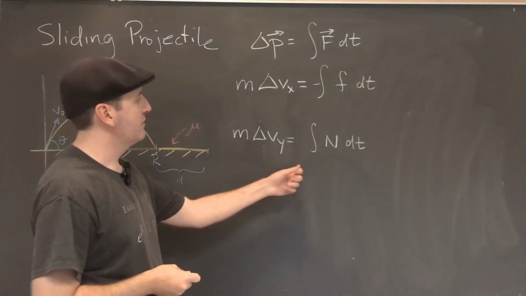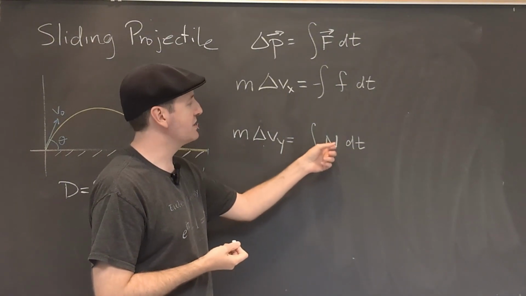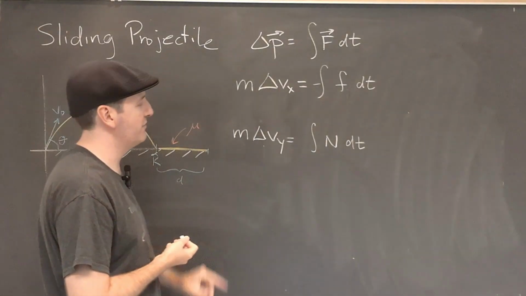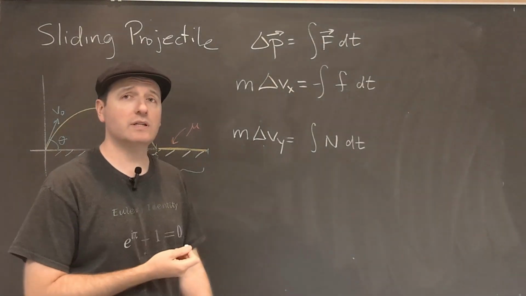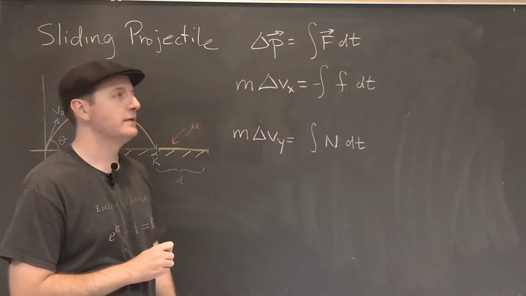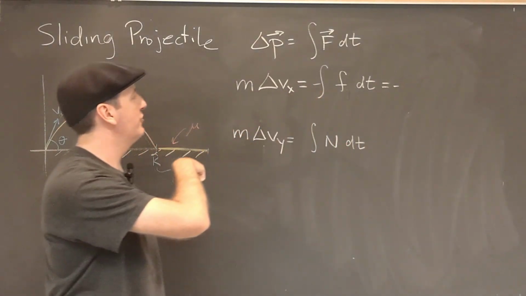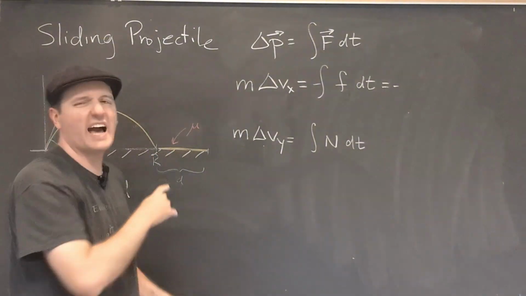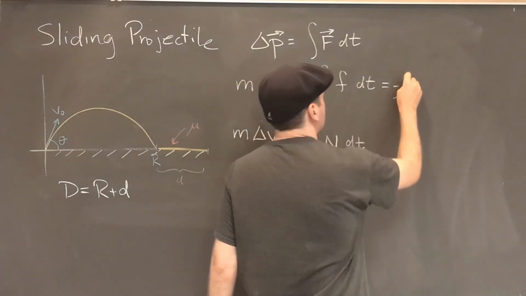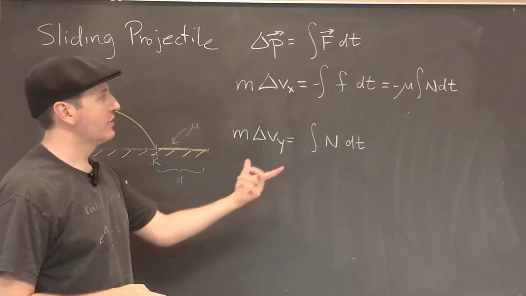And in the vertical direction, it's the normal force that'll be contributing to the impulse vertically. Technically, you could write this as N minus mg, but again, we're going to assume that over the duration of the collision, the gravitational force is negligible compared to the normal force. Now notice, we can pull out the coefficient of, well, static friction, I guess, if it's just that instance of collision, and write this as an integral over the normal force.